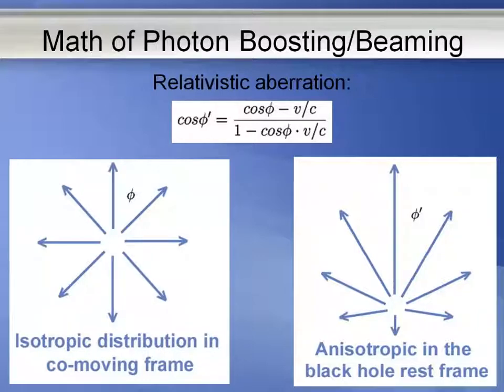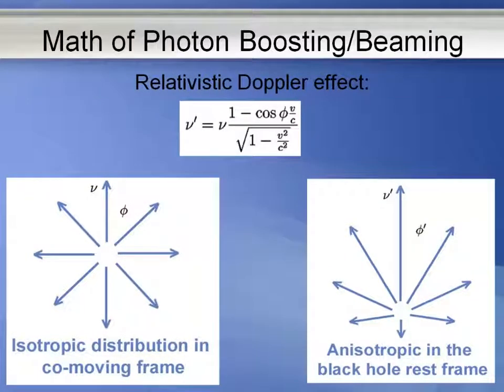The way that they are beamed, that is how the angle of emission changes between the co-moving frame and the black hole frame, is based on the aberration of light here, the relativistic aberration of light. A pretty simple formula. And then the beaming is done with the relativistic Doppler effect. And so photons emitted forward for the population of electrons will have higher energy.